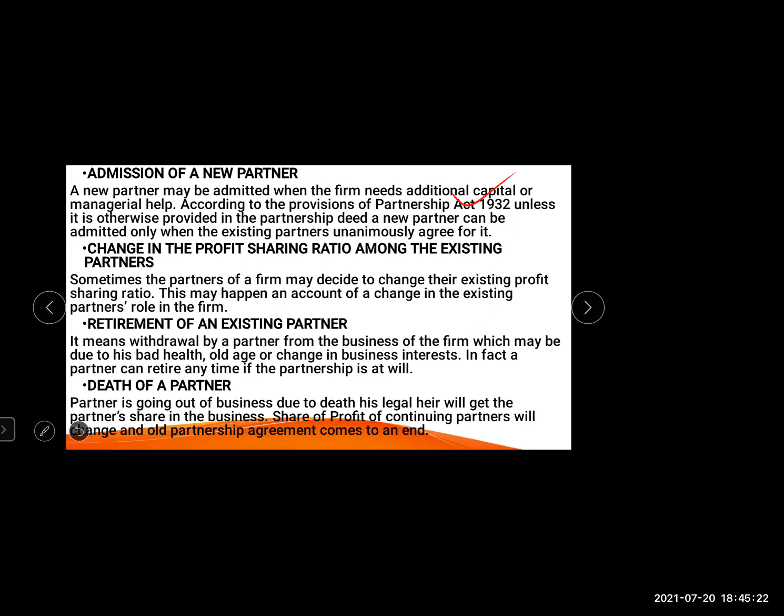So a new partner may be admitted when the firm needs additional capital, marginal help. According to the provision of the Partnership Act 1932, unless it is otherwise provided in the partnership deed, a new partner can be admitted only when the partners unanimously agree for it. Unanimously means with mutual understanding. Otherwise, if everyone just does it their own way, anyone could enter. Understood? Okay.